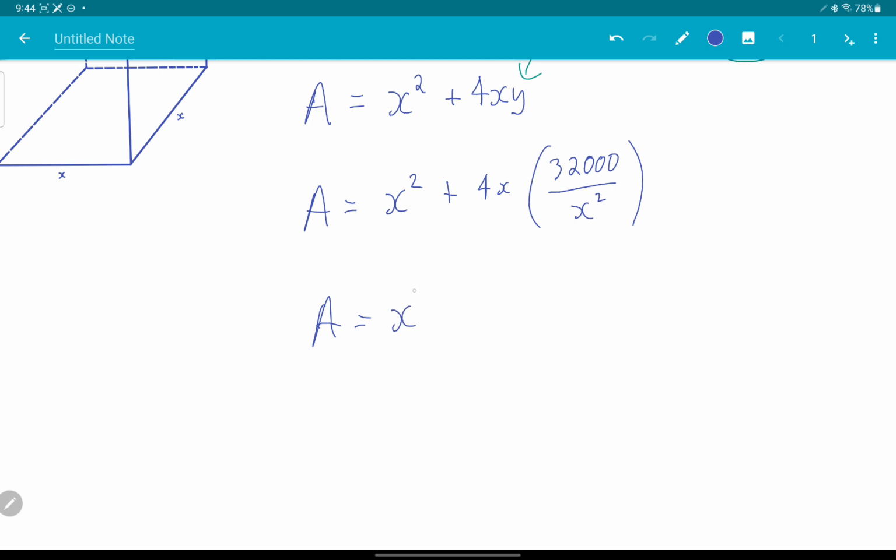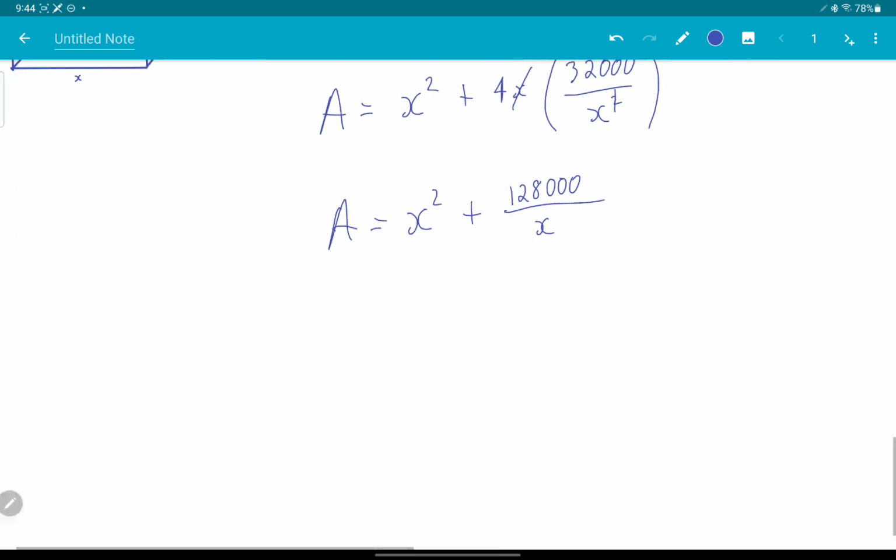Okay, 4 times 32, 128. So I get 128. How many zeros? 3 of them. And I get this canceling with my power of 2 there, so just x. All right. I have a single variable. I can take a derivative, set it equal to 0.